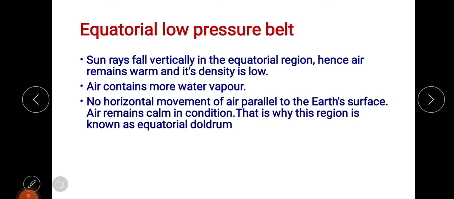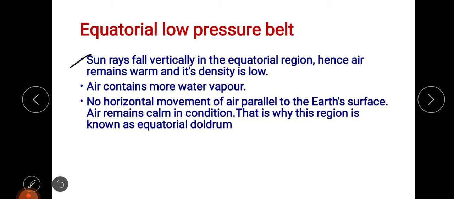And hot air moves upward, it rises upwards, is it not? And therefore its density is also low. Because sun rays fall vertically, directly in this equatorial region, the temperature remains high, and therefore because of high temperature the pressure or density remains low. So that is why this equatorial region experiences a low pressure because of this high temperature.